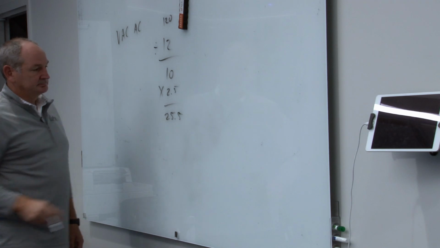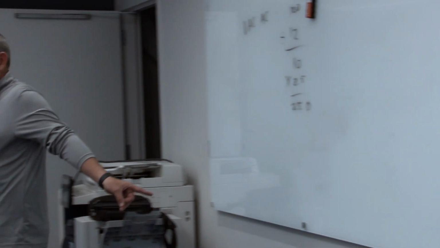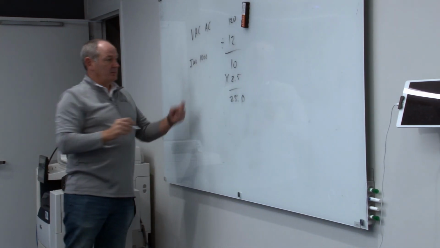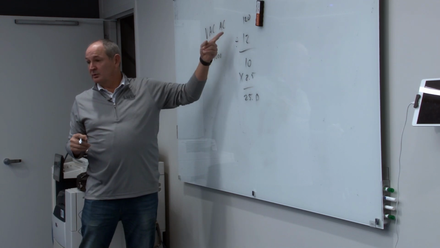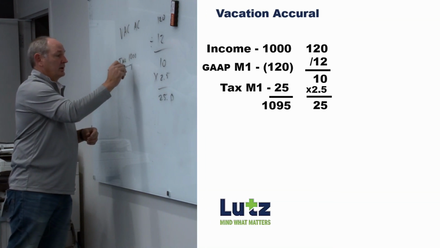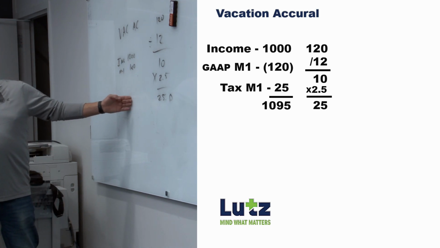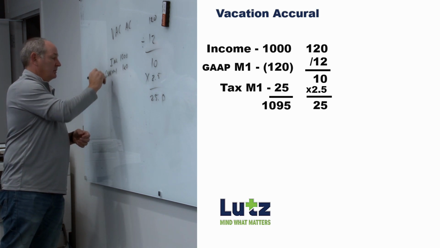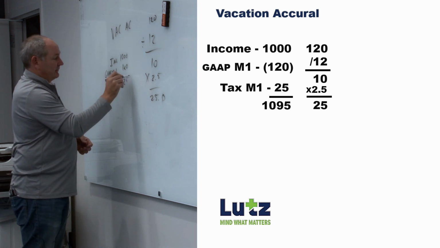0.5. 25. That is the amount. So when I have my income of 1,000, I know embedded in that 1,000 is $100 worth of vacation accrual, or 120. So I add back the 120 because I got to back out my GAAP accounting, and then I got to take my tax M1 of 25.